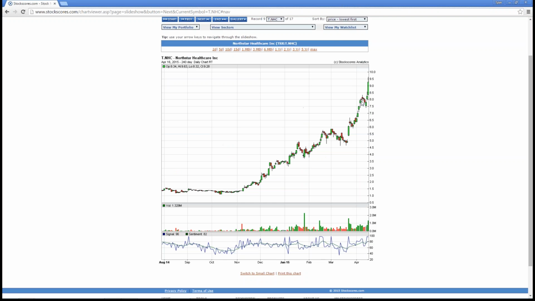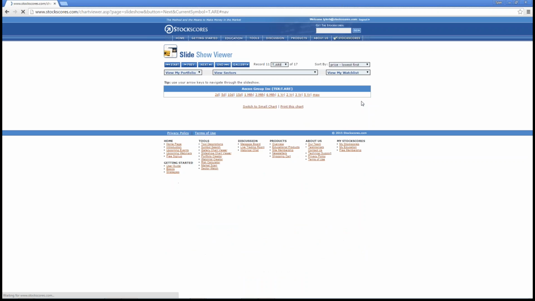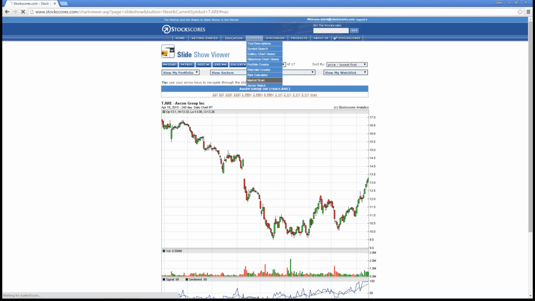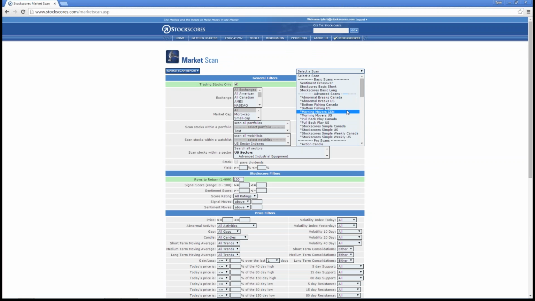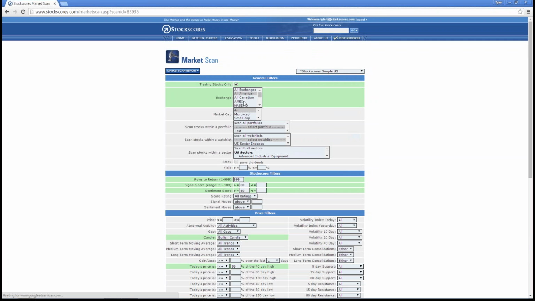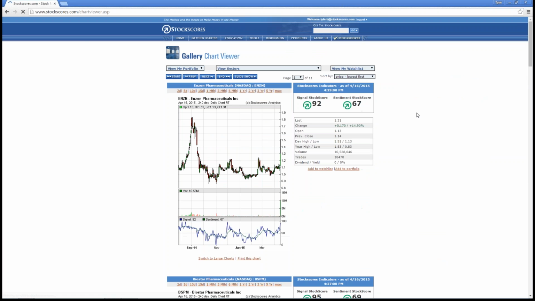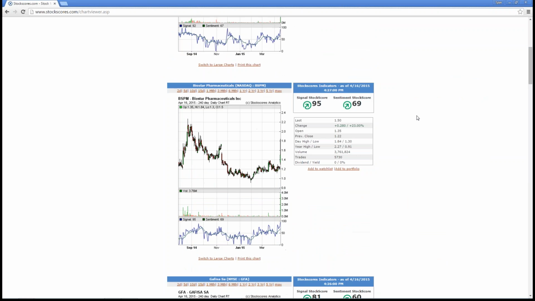But we're going to actually try to pick some stocks and evaluate some stocks based on this process. Now, I did one on the Canadian market. We could also do it on the US market. So I can go back to the market scan and select the Stockscores Simple US, run the report. And if I wanted to look through these 100 stocks more quickly, I could say select all, but instead of viewing in a slideshow, I can view in a gallery, and that allows me to look at 10 charts per page, really speeding up the process.